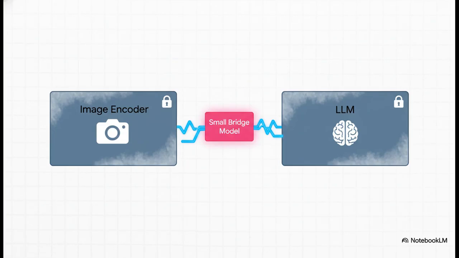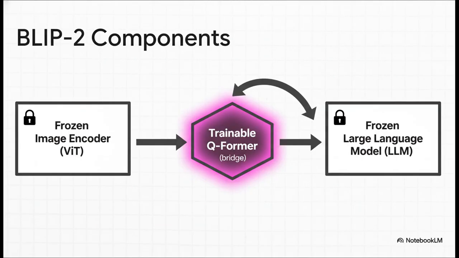BLIP-2's solution to this problem is both clever and incredibly efficient. Instead of starting from scratch, it says, hey, let's take these powerful pre-trained models that already exist, an image encoder and a large language model, and let's freeze them. That means we don't change them at all. The only new piece we're going to train is a tiny little bridge model that learns how to translate between the two.